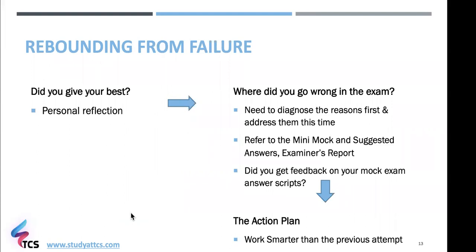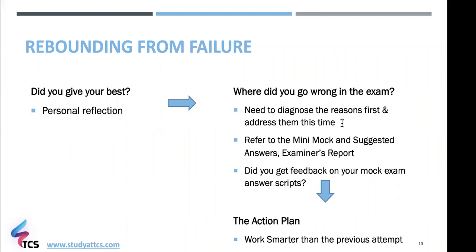You might have done your OCS exam in May and failed to pass, or you might have done your exam based on a previous case study. You need to focus on yourself and think whether you gave your best or not. You need to reflect on yourself personally and try to figure out what your shortcomings were when you were preparing for your exam, and at the exam, where you went wrong.